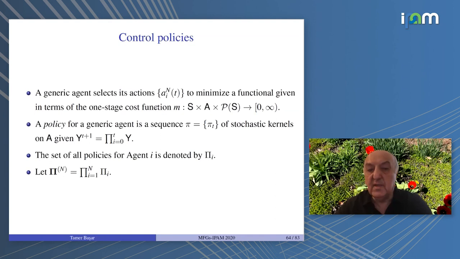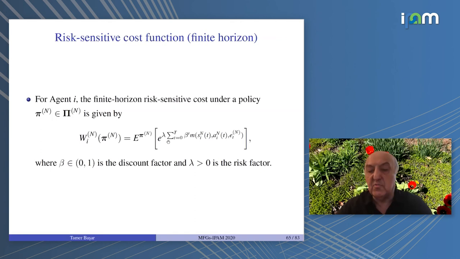And again, the general framework is the same, other than the cost function, which is called the risk sensitive cost function. So you exponentiate an additive cost with some discounting beta to the t. And then lambda is the risk factor.